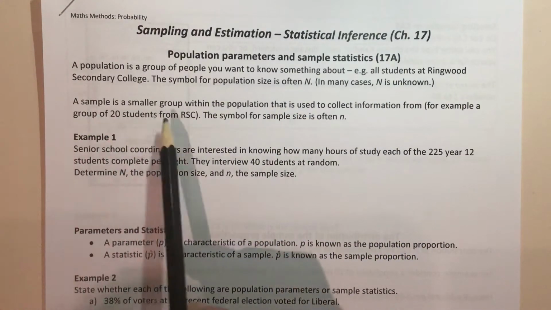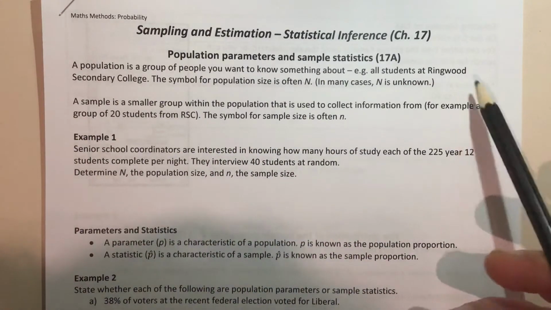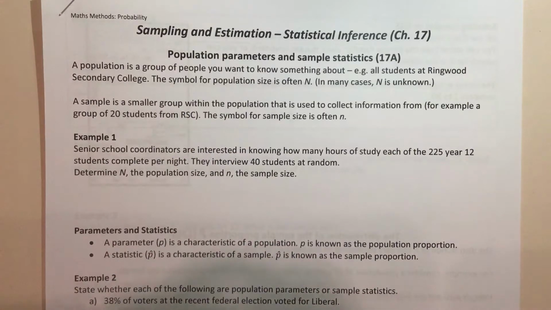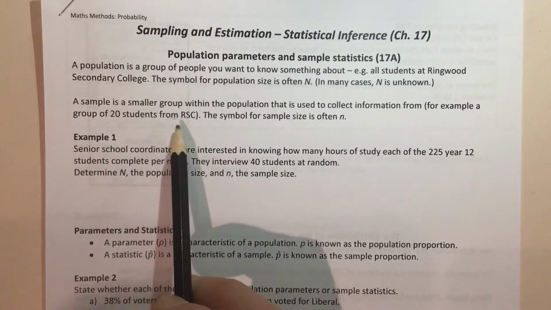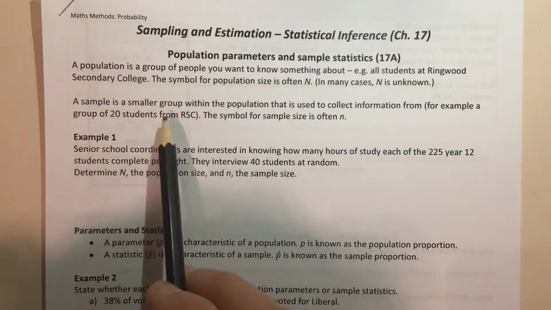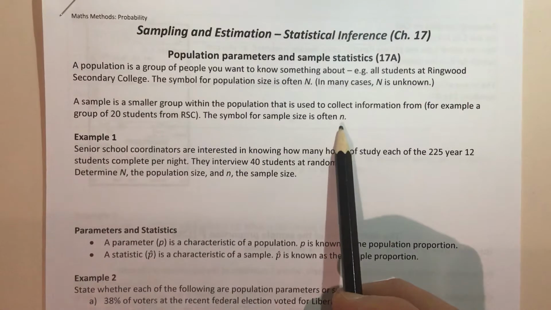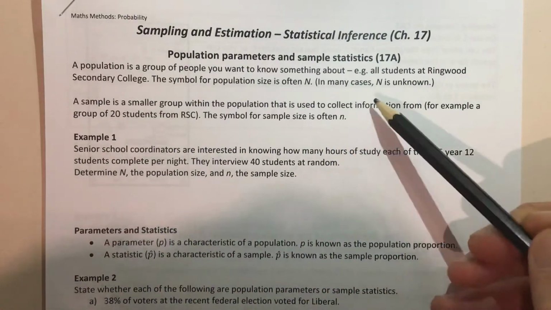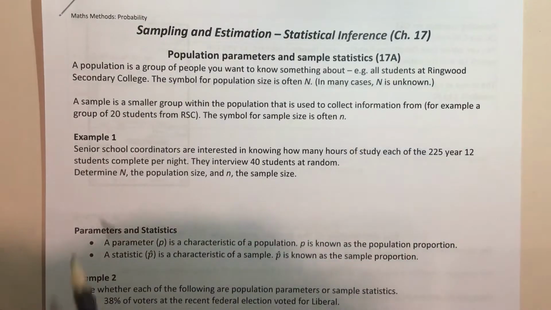A sample is a smaller group within the population that's used to collect information from. For example, if we think of Ringwood Secondary College as our full population, and we chose a small group of 20 students, that would be a sample. The symbol that we often use for the sample size is a lowercase n. So capitals matter: capital N for population, lowercase n for sample.